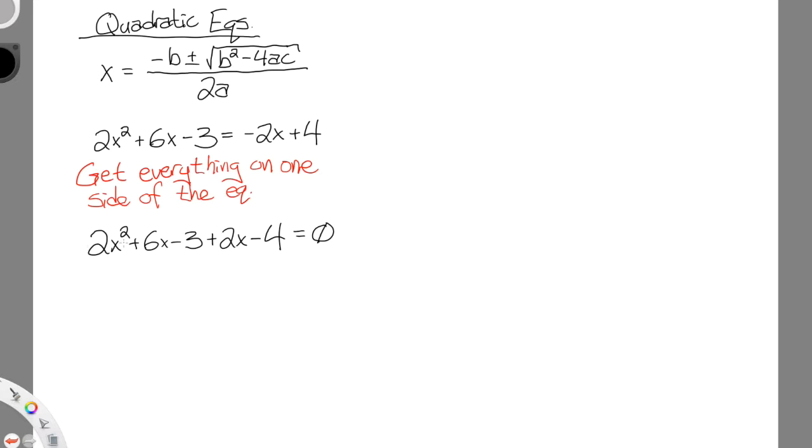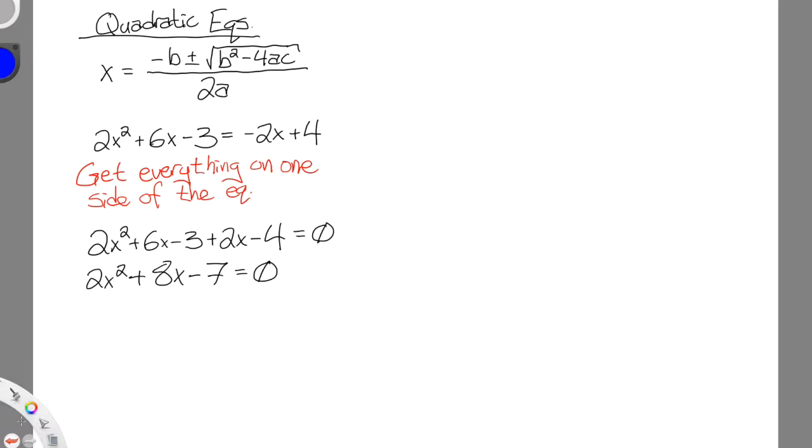Now we just need to combine like terms. This is the only x squared term, so that one just stays the same. Then we've got a plus 6x and a plus 2x, which gives us a plus 8x. And then we have a minus 3 and a minus 4, which gives us a minus 7 equals 0.